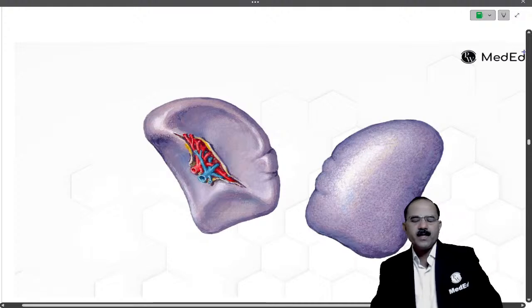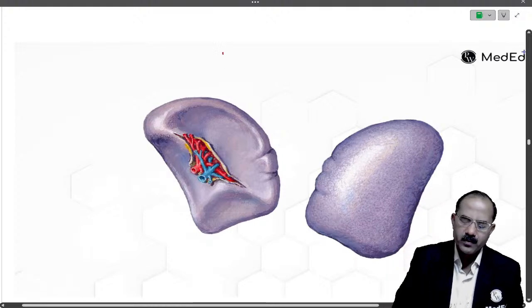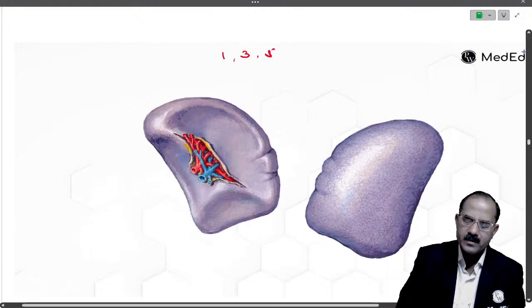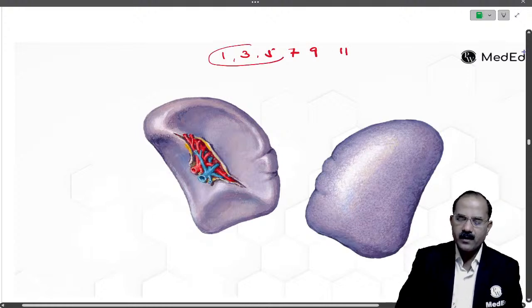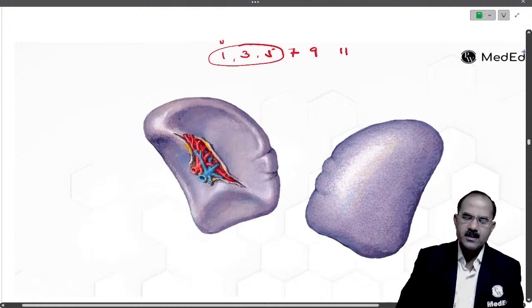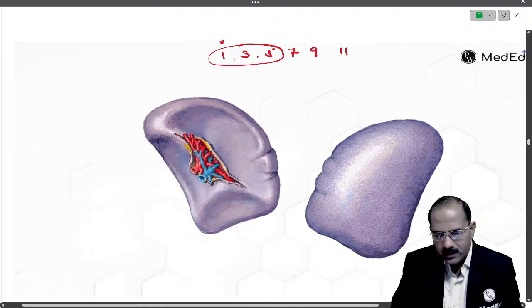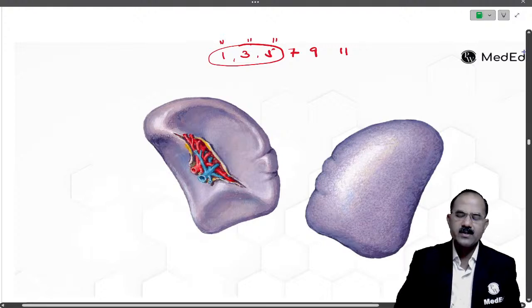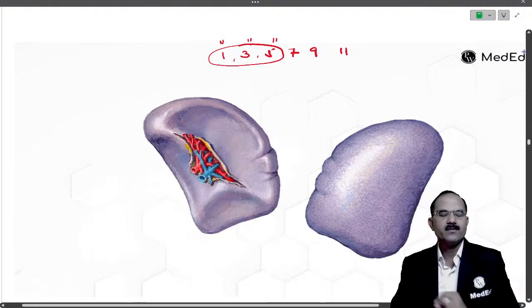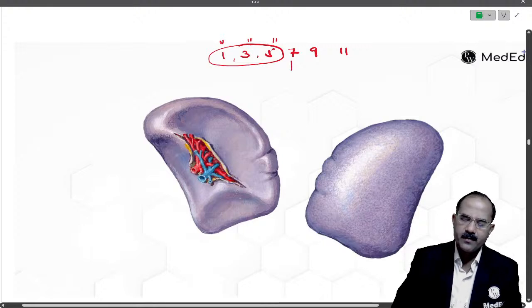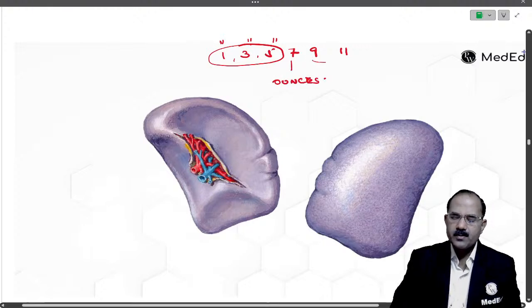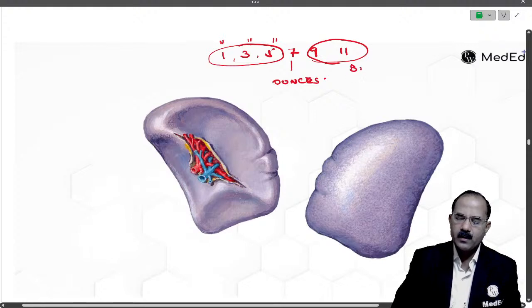Okay, regarding the spleen, spleen comes as a short note. This is 1, 3, 5, 7, 9, 11. So 1, 3, 5 are the dimensions of the spleen: 1 inch in thickness, 3 inches in breadth, 5 inches in length. 7 ounces in weight. And the spleen is present between the 9th and the 11th ribs.